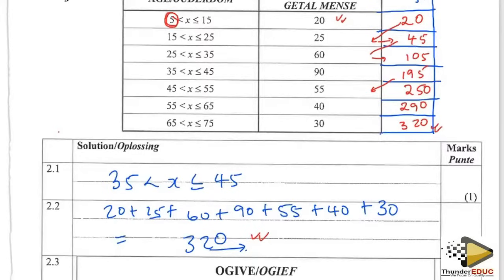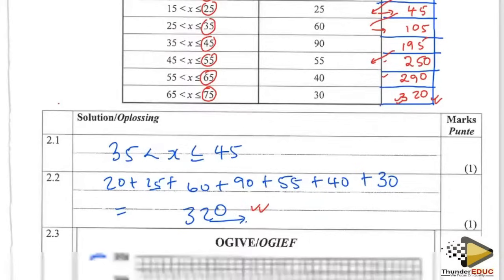Now, when I'm plotting my cumulative, this 20, I'm going to plot it with... no, that's not true. With the cumulative, I'm going to use the upper class boundaries. So I'm going to plot 75 with 320, 65 with 290, 55 with 250, 45 with 195, and even this 15 must go with the 20. And then I'll extend my graph to 5.